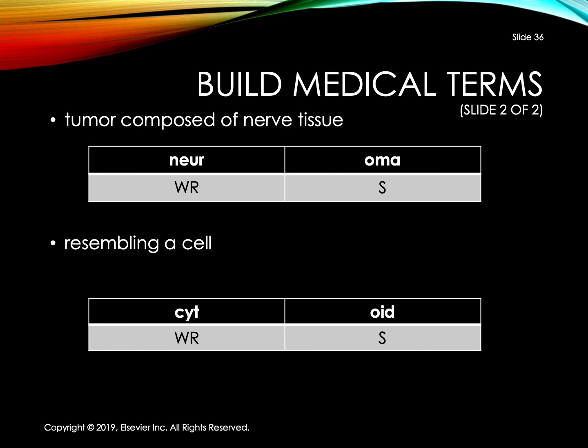Here we have a couple more examples. Neuroma, and cytoid. So neuroma, neuro is the root word, oma is the suffix. So we combine those, we get neuroma, which is a tumor composed of nerve tissue. Remember, we start at the end and then we circle back to the front of the word and decode from left to right. Cytoid, cyto is the root word, oid is the suffix. Again, we start at the end of the word, which is oid, which means resembling, and cyto means a cell, resembling a cell.